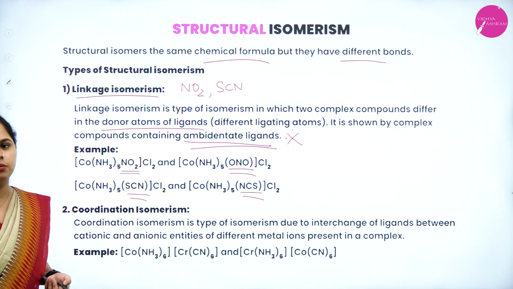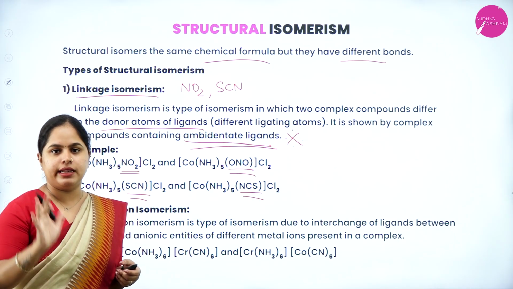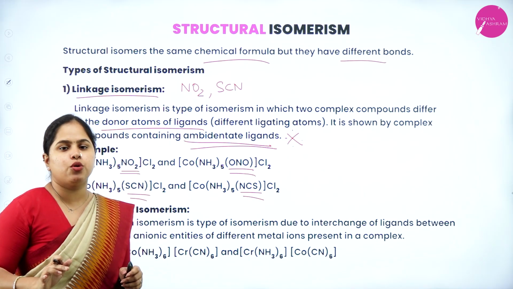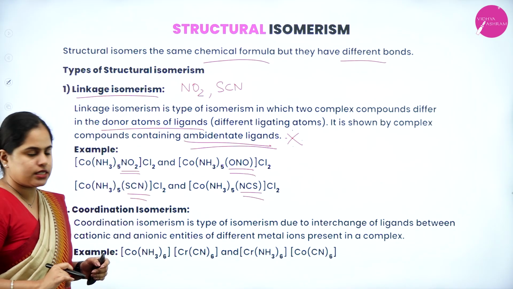So this is as simple as that. Linkage isomerism is shown only by ambidentate ligands. So which are the ambidentate ligands? You have to remember NO2 and SCN. Clear? Right. Coordination isomerism. Next type.